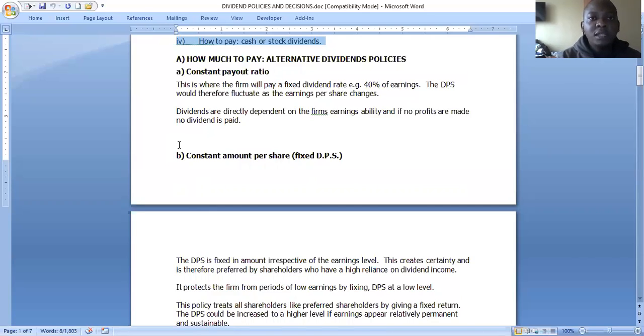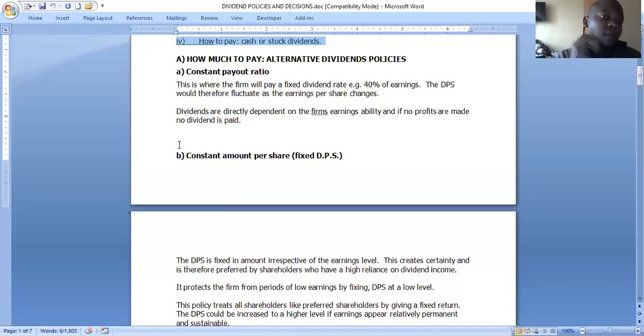One is a constant payout ratio. Here, a firm will pay a fixed dividend rate. The fixed dividend rate will be multiplied by the earnings per share of the business or the net profit of the business to determine how much dividend the business is to pay. So if the dividend payout ratio is high, then dividends paid will be high, and if the dividend payout ratio is low, then the dividends paid will be low.